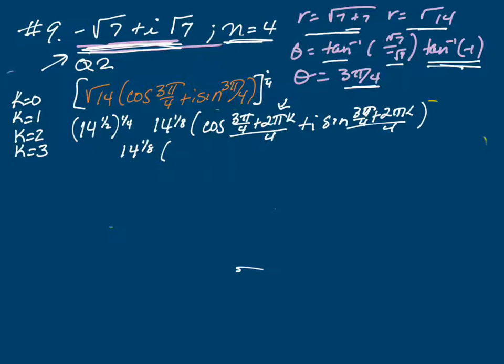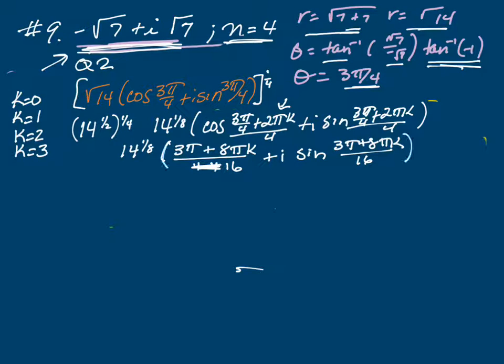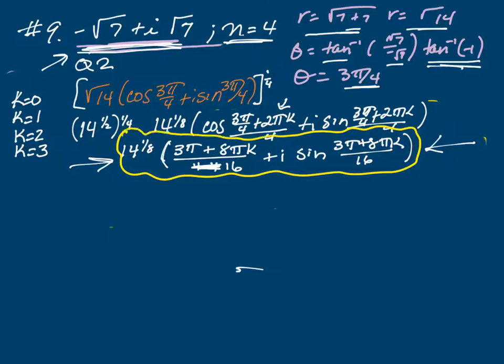Because 2 times 4 is 8, so you would have 3 pi plus 8 pi k over 4 times 4, which is 16, plus I sine of 3 pi plus 8 pi k over 16. So we're going to write 16 there. So there's our base with a k in it. Let me circle that. That's what we're going to use for each one of these.